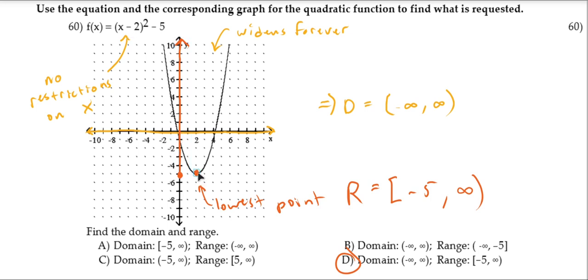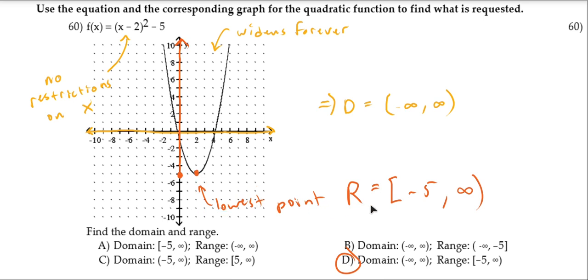And the thing you have to know about this parabola is that, number one, it widens forever, and equivalently, any x value that you want could have been plugged into this function, and so the domain is -infinity to +infinity. That is to say, there are no restrictions on the x's that could be plugged in, so the domain is the whole real number line.